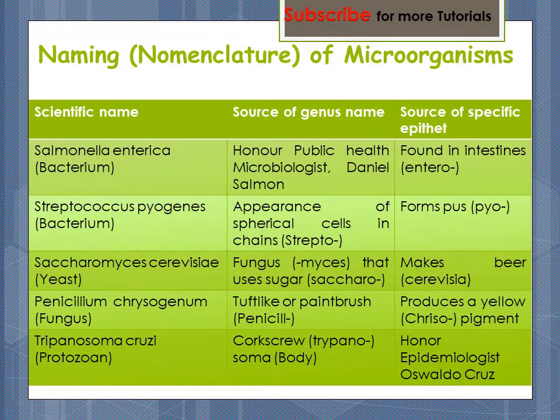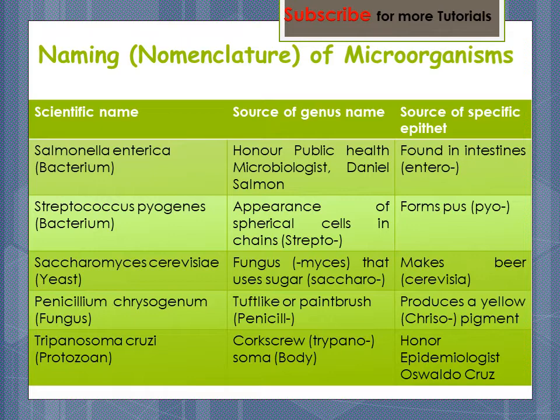Naming of microorganisms. Examples include the following: Salmonella enterica, named to honor the public health microbiologist Daniel Salmon, and the source of the epithet is that it is found in the intestines.